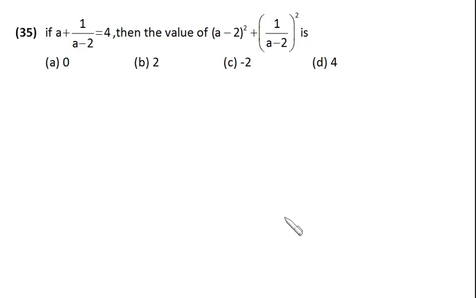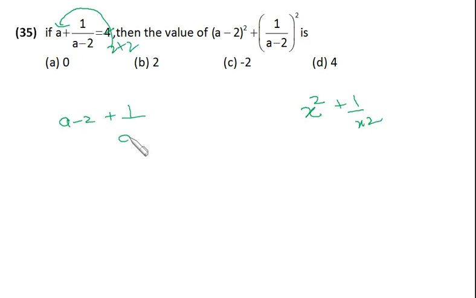Now, a plus 1 upon a minus 2 is 4, then the value of this expression. Now that's pretty simple. Just one twist is there. We have a minus 2 whole square plus 1 upon a minus 2 whole square. So we can compare this with this. Here x is equal to a minus 2. So how can I get a minus 2? If I break this 4 into 2 plus 2 and take 2 to this side, what I'll be getting is a minus 2 plus 1 upon a minus 2 is equal to 2.